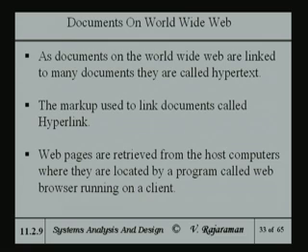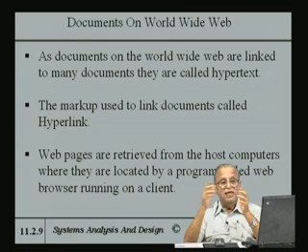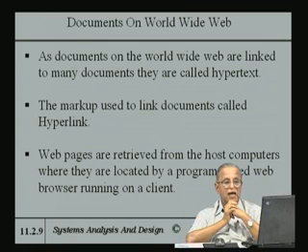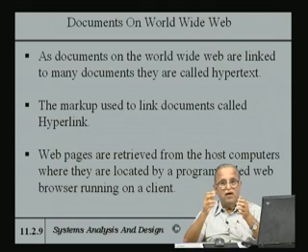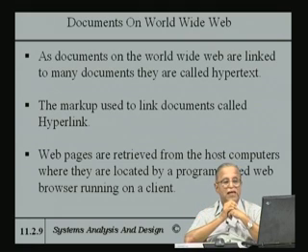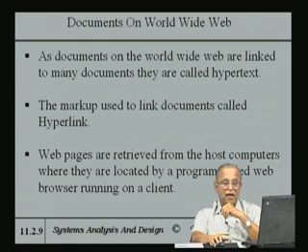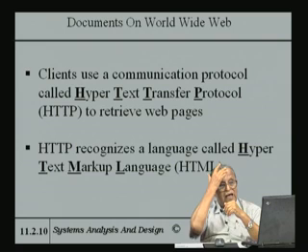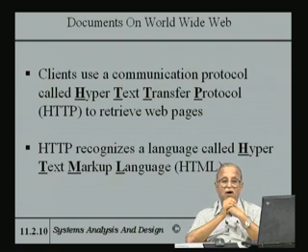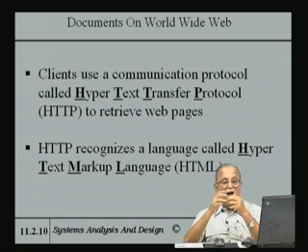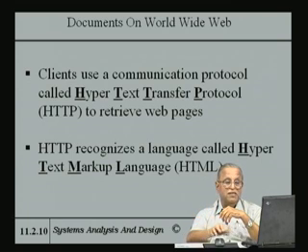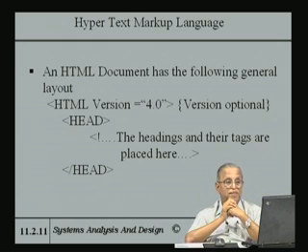As documents in the World Wide Web are linked to many documents, they are called hypertext. The markup used to link documents is called a hyperlink. And web pages are retrieved from the host computers where they are located by a program called a web browser running on a client. This is what we talked about. Clients use a communication protocol called hypertext transfer protocol. And the language recognized by HTTP is called hypertext markup language, which is essentially a formatting language.